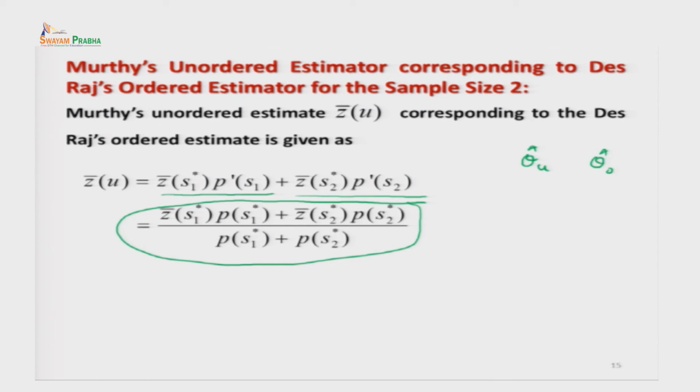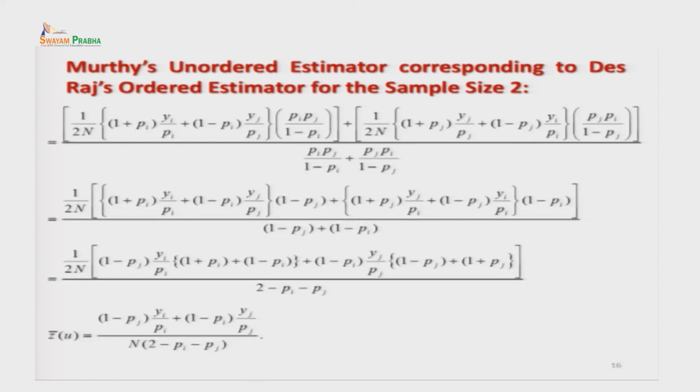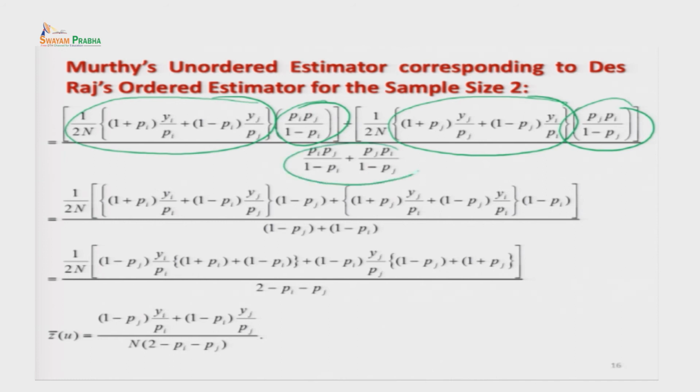Do you think it is very difficult? No. Yes, the terms may become a little bit lengthy, but lengthy does not mean complicated. You can see I have just substituted these values, nothing more than that. This is your Z bar S1 star, this is your Z bar S2 star. These are the probabilities which you have written here, and I simply have to simplify it. Do you think it is very difficult? Not at all.